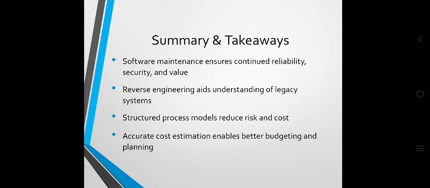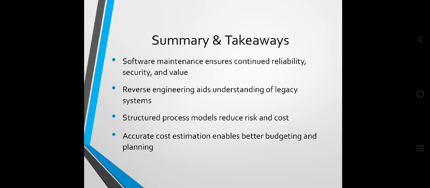Third, when dealing with older systems, reverse engineering is a vital technique. It helps us create a blueprint of a system when the original documentation is missing, allowing us to understand and safely modify the legacy code. Fourth, maintenance is not just a chaotic mess of bug fixes. It's a structured process that can follow specific models like quick fix, iterative, spiral, and reuse-oriented models, each suited to different project needs and risk levels.